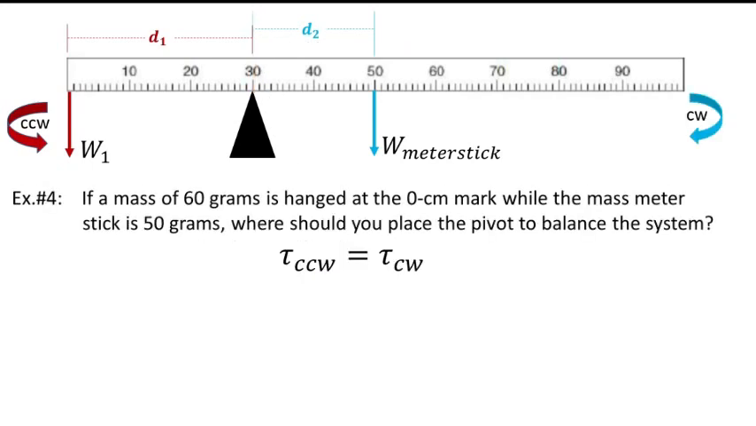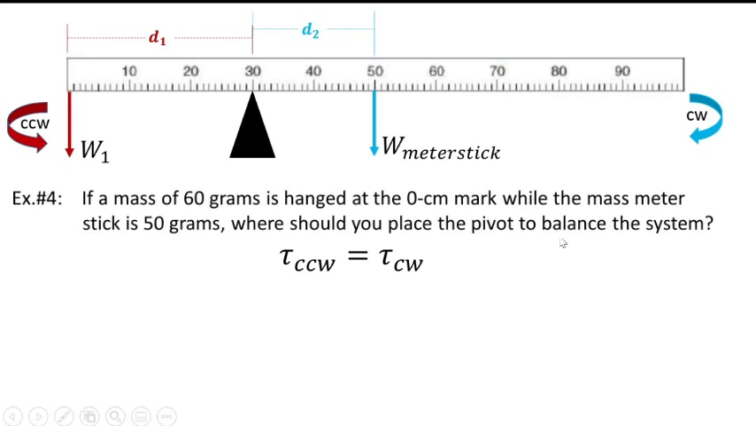And lastly, let's have example number 4. A mass of 60 grams is hung at the 0 cm mark, so weight 1 now is not unknown, it's 60 grams, while the mass of the meter stick is 60 grams, which is the weight of the meter stick. Where should you place the pivot to balance the system? In this case, the unknown is the position of the pivot.